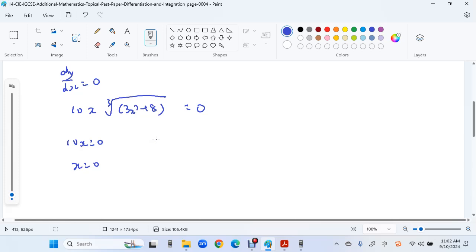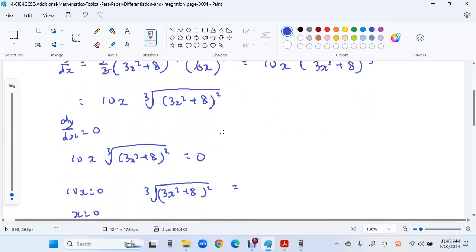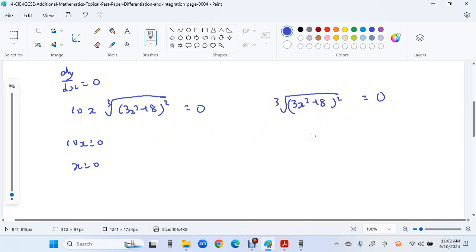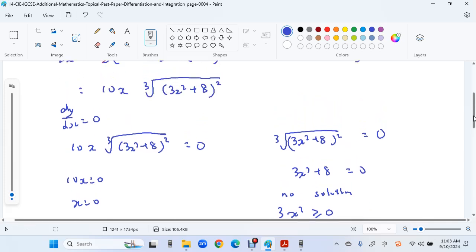And for this one, we have the cube root of 3x squared plus 8 equal to 0. This is the other part. Then we will have 3x squared plus 8 equal to 0. Then this one has no solution. Why? Because x squared is always greater than or equal to 0, 3x squared is also greater than or equal to 0, and then 3x squared plus 8 will always be greater than 0. So no solution here. So there is only one solution.